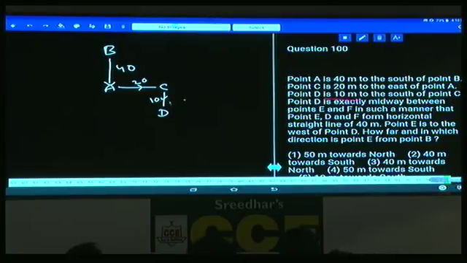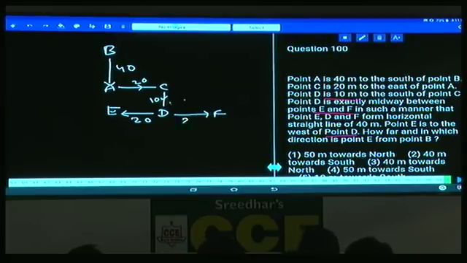D is exactly midway between E and F, in such a manner that EDF forms a horizontal straight line of 40. E is to the west of D. As E is to the west of D, E to D is 20, and D to F is another 20. Hence EDF forms a straight line of 40 meters, isn't it?